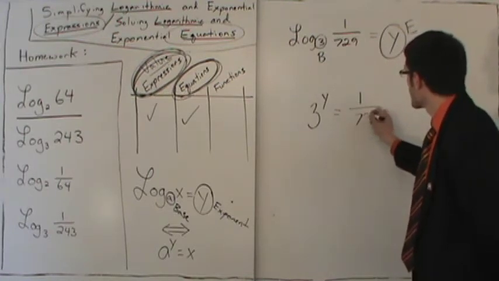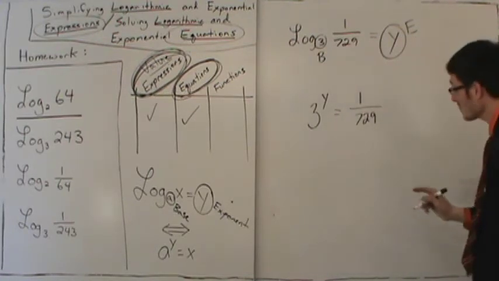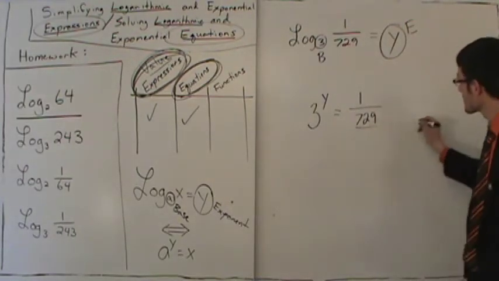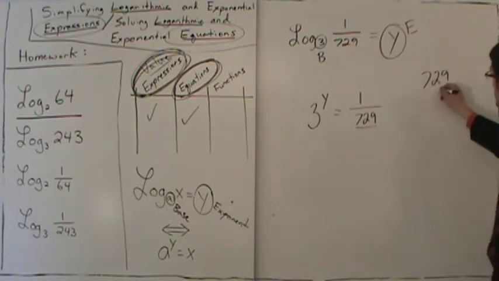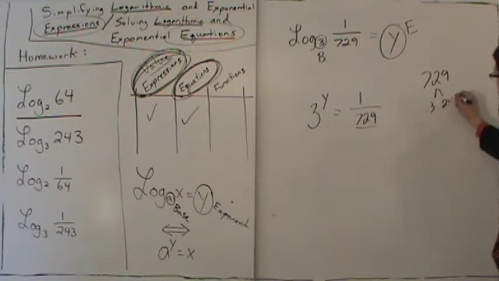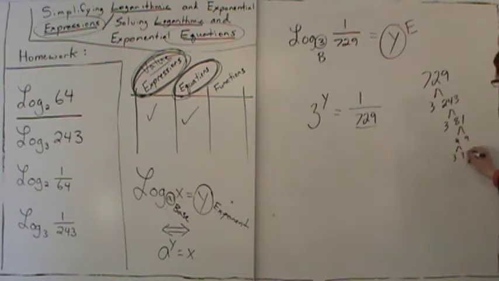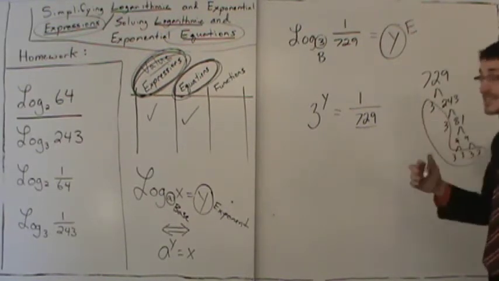1 over 729. And now what we're going to do is break down the 729. We just did it in the last problem. 729 is 3 times 243, which is 3 times 81, which is 9 times 9. Break these down: 3, 3, 3, 3. How many 3's multiply to give 729? There are 6 of them.